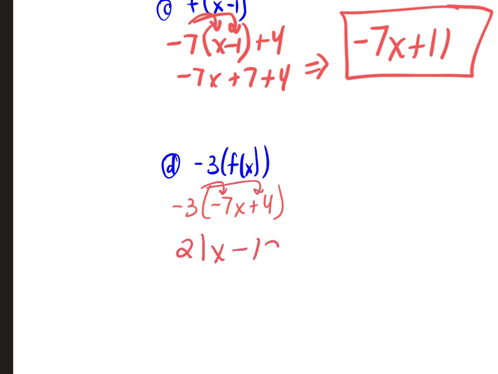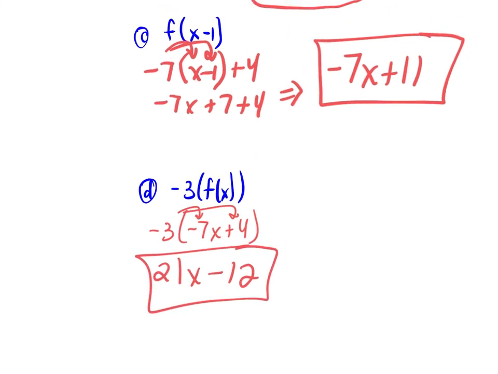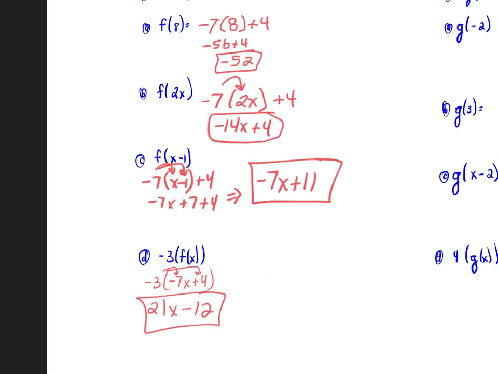21X minus 12. If you guys notice, I did not get the same answer for anything. You should not get the same answer for anything. They're asking you 4 different questions, so you should be getting 4 different answers, depending on where they put the number. In letter D, they put the -3 out in front. That means multiply the whole function by that. If it's in parentheses, like saying, hey, plug it in, then you plug it in. It just depends on where the number is.